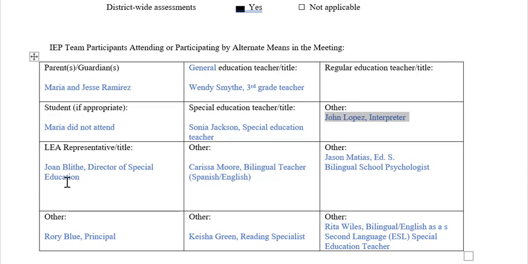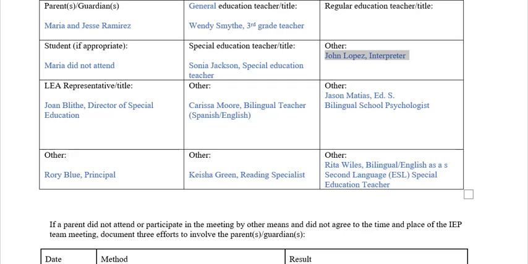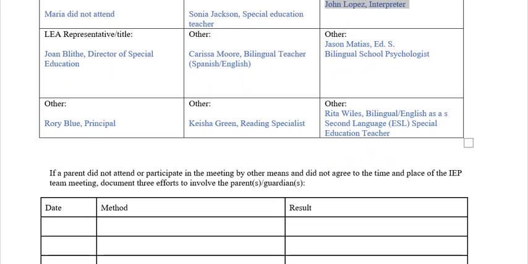There are other members who can be invited. I've listed more names here because more people were likely present at the initial IEP meeting than would be at the annual review. For example, the school psychologist might not be at every annual review meeting.